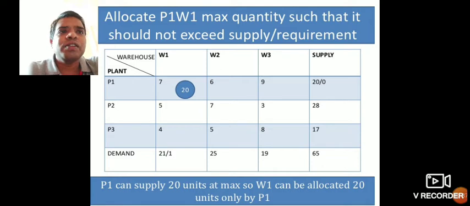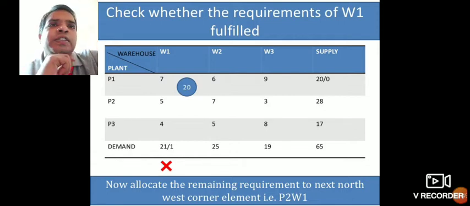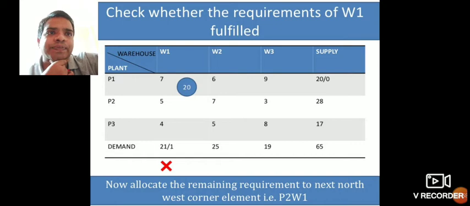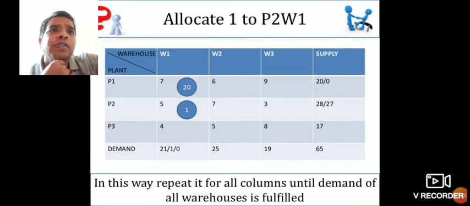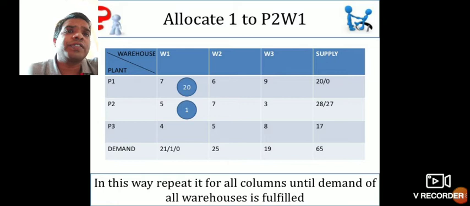Okay. Now in the second step, the same process we can continue here. We can delete the first row, that is the P1 row, because we have fulfilled the supply 20, and in the demand it is left with 1. Now in the second step, again we can start the allocation process. We have already deleted the P1 row, and now it comes to P2 and W1 as the northwest corner cell.